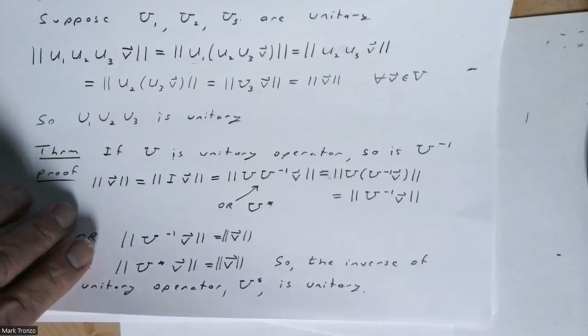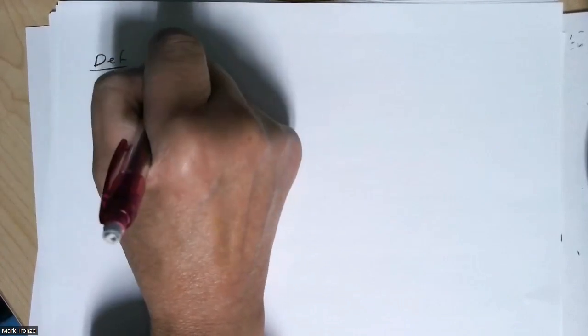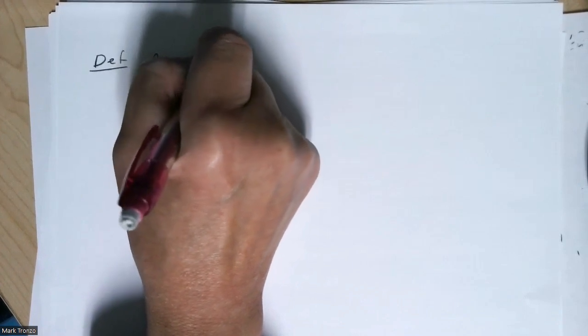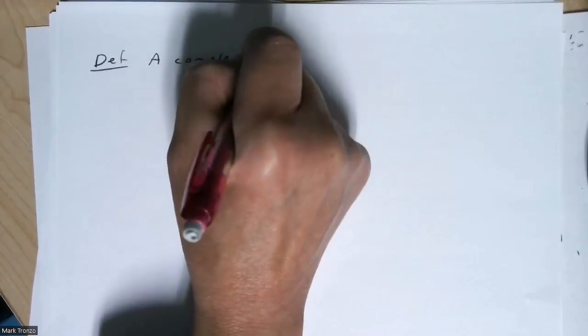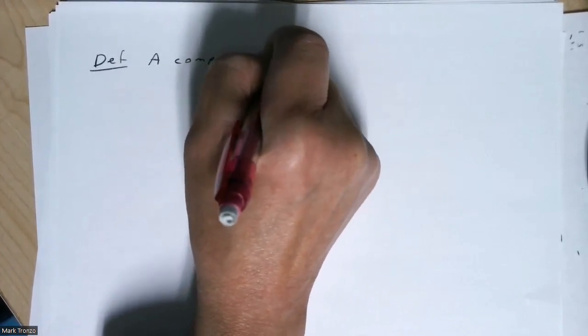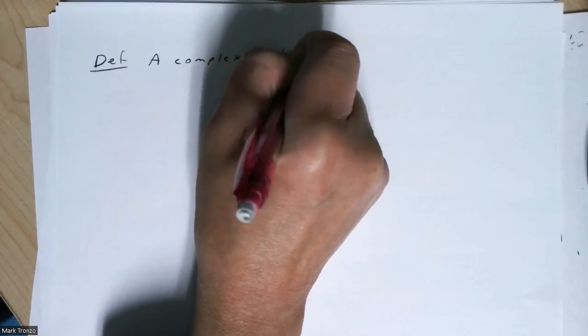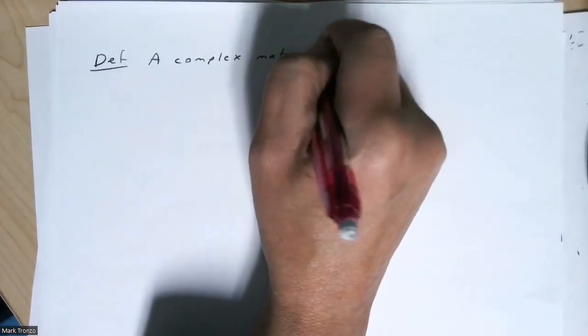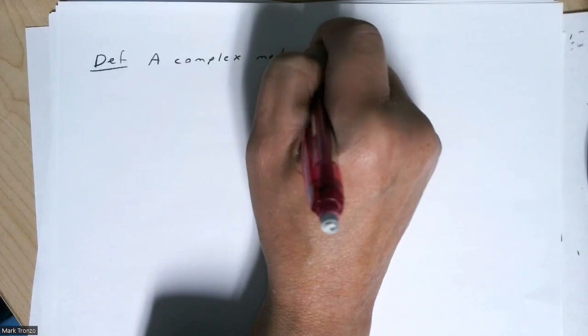Now we're going to turn to matrices in the same context. And just a couple things on matrices. And we'll consider the complex case, a complex matrix. And again, I should say square matrix.